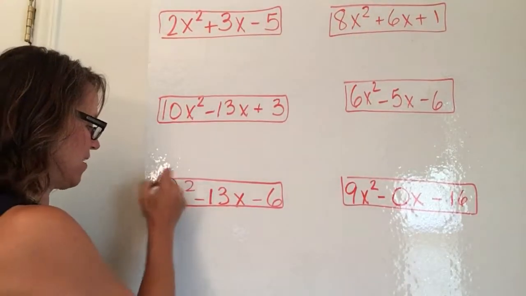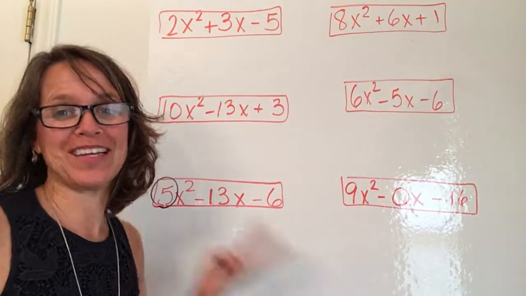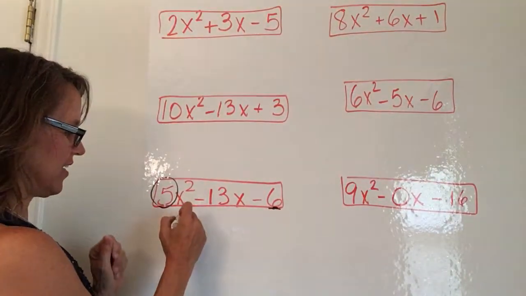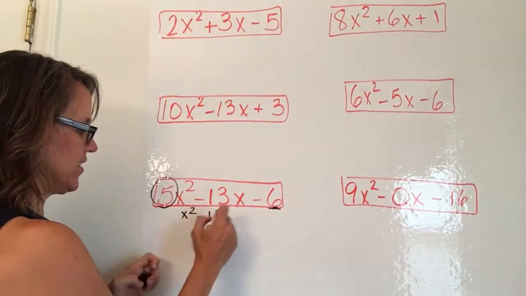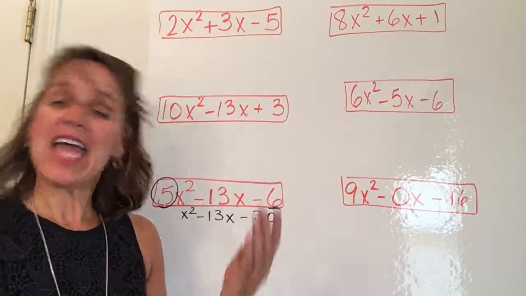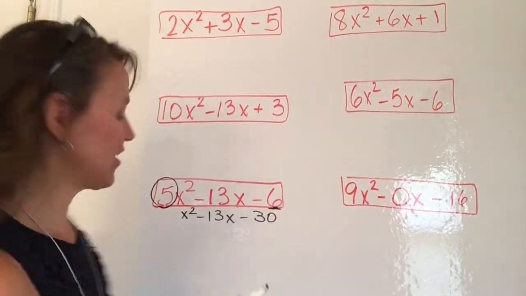When you have a number right here, the other stuff was only if you had x squared, not 5x squared. So you're gonna take this and multiply it times the end. So we have x squared minus 13x minus 30. That's where we start. And now we treat it like it's from the other video on factoring trinomials.